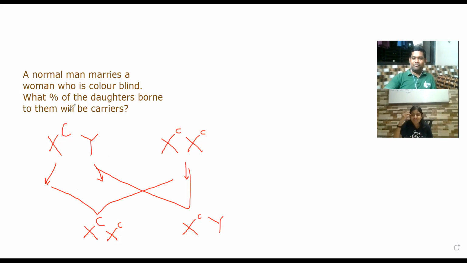The question is, what percentage of the daughters? So out of the 2 children, how many are daughters? Only 1. So we are not looking at the other at all. Only 1 daughter. And that 1 daughter is a carrier or not? Yes, she is. So 1 out of 1 is a carrier. So कितना percentage हुआ?